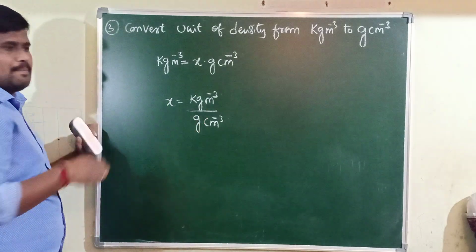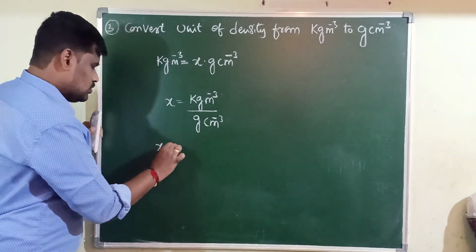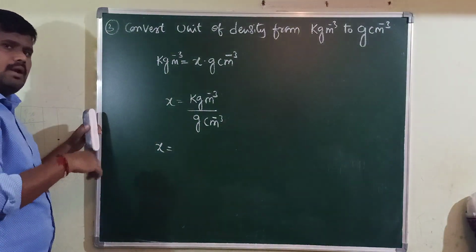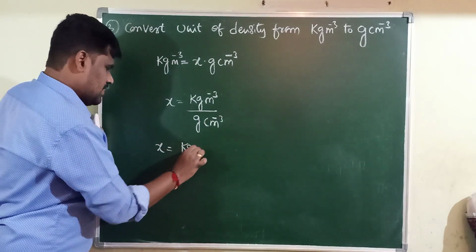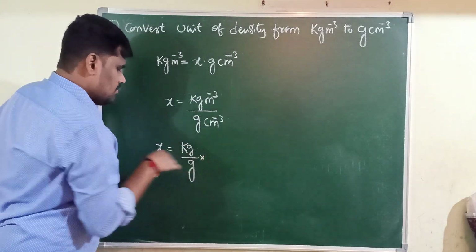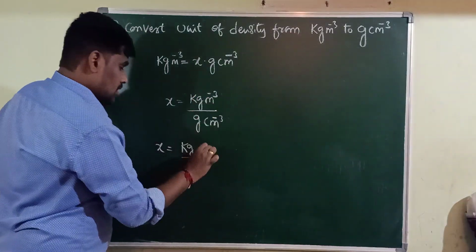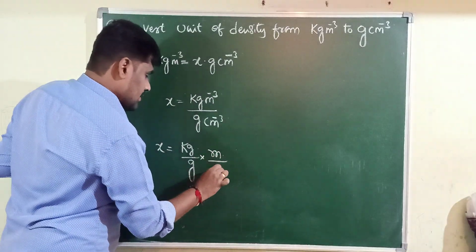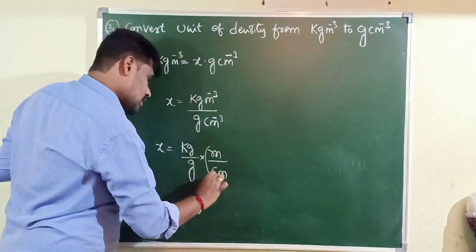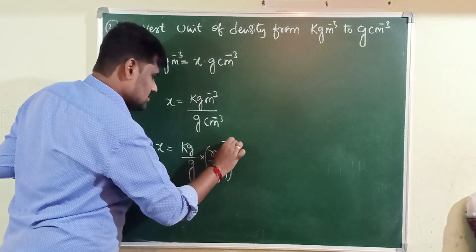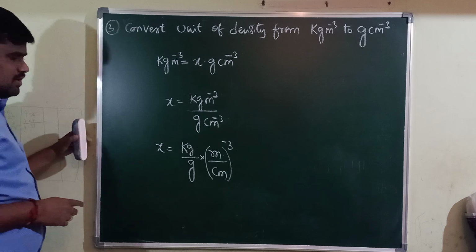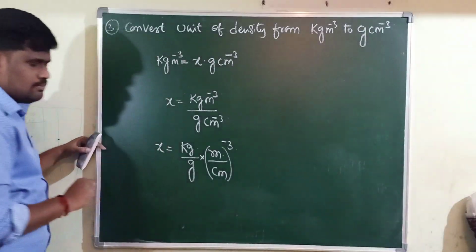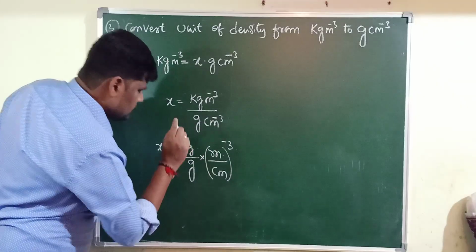Therefore make them separate. Keep the mass unit separate and keep the length unit separate. Then what can I write? Kg by gram multiplied by meter by centimeter, but the power is -3. The power is -3. Now convert kg to gram and meter to centimeter.